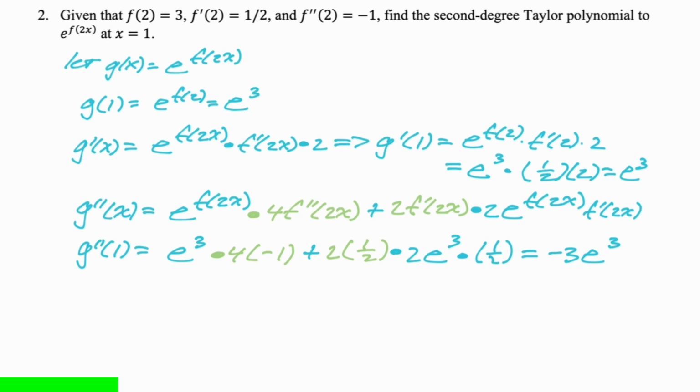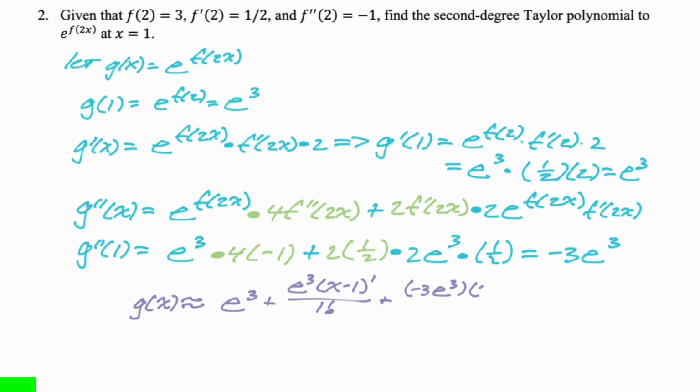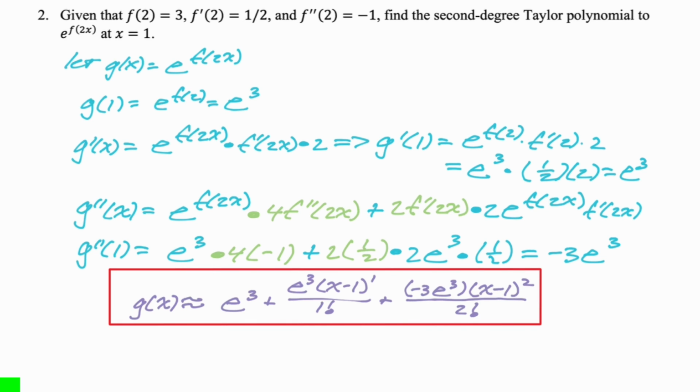Yikes. Now we're just going to put it into the Taylor formula. So make sure you get the center correct. That's like the one thing that could really go wrong at this point. So e cubed is the value of the function, plus first derivative is e cubed, x minus 1 to the first over 1 factorial, plus second derivative is -3e cubed, x minus 1 squared over 2 factorial. There you go. All right, that was a good problem. Let's take a look at the next one.